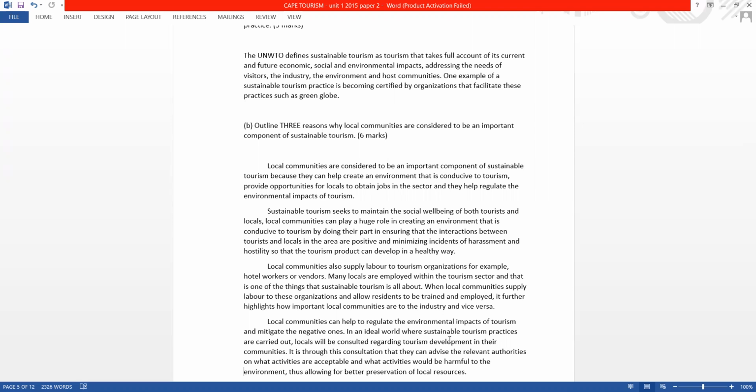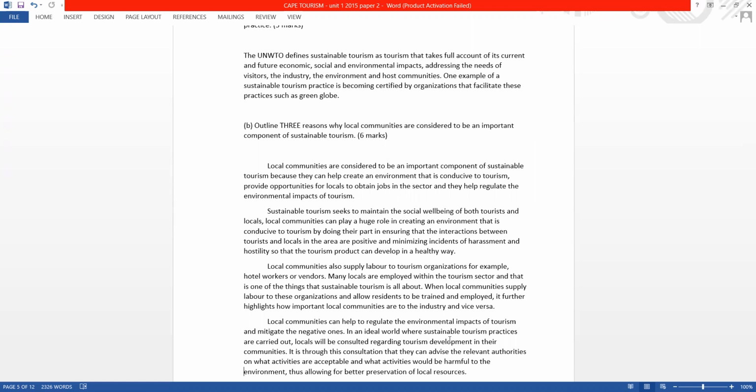So I go further to say, for example, hotel workers or vendors. Many locals are employed within the tourism sector, and that is one of the things that sustainable tourism is all about. When local communities supply labor to these organizations and allow residents to be trained and employed, it further highlights how important local communities are to the industry and vice versa, right? So that is the second one.